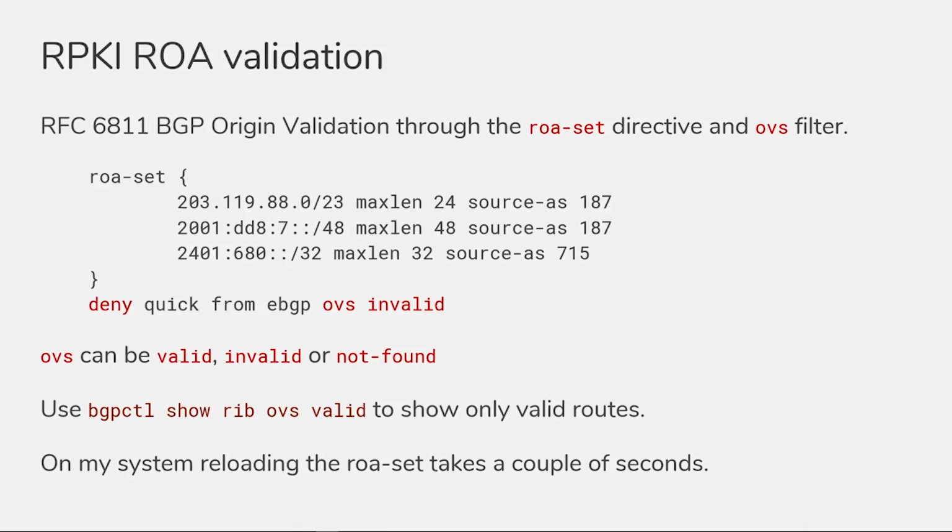With this, you can write very quickly a rule to deny everything that's invalid, especially from your eBGP feeds. We also added bgpctl support so that you can see the state of your origin validation.